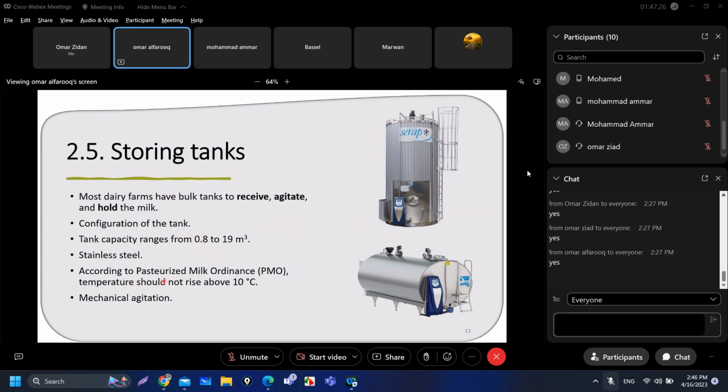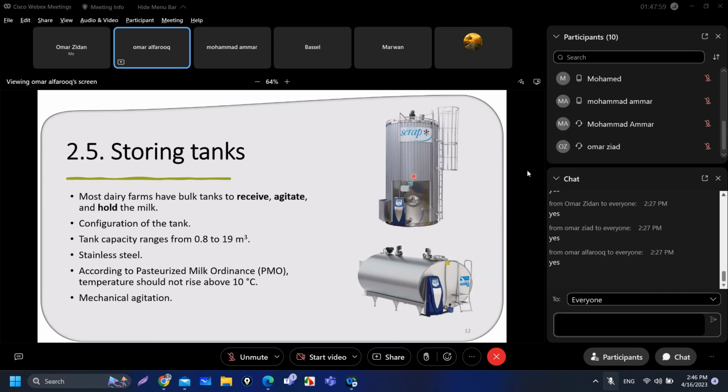According to the Pasteurized Milk Ordinance, PMO, which is a set of regulations that regulate the production, the packaging, and the distribution of milk for high quality milk, the temperature should not rise above 10 degrees Celsius. Also, the system is equipped with some mechanical agitation system. Mechanical agitation, like there is just a propeller here inside the tank.